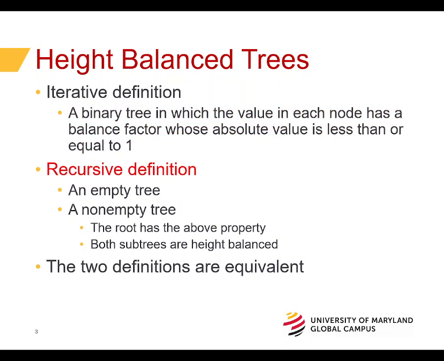Next, the recursive definition. As with every recursive definition, we need a base case, which is an empty tree, and every empty tree is height balanced. If the tree is not empty, there are two required properties. The root node must have a balance factor whose absolute value is less than or equal to 1, and the recursive part of the definition states that both subtrees must be height balanced. As was true when we provided two definitions of a binary search tree, these two definitions are also equivalent.